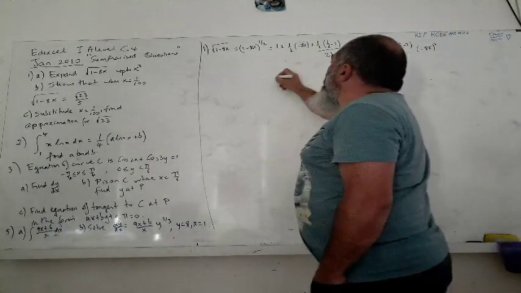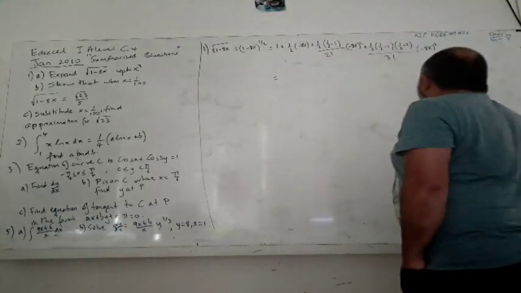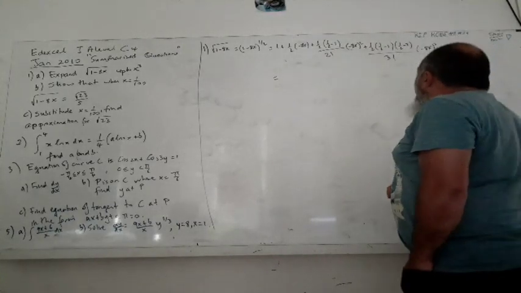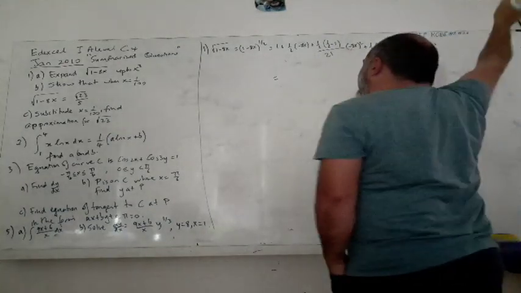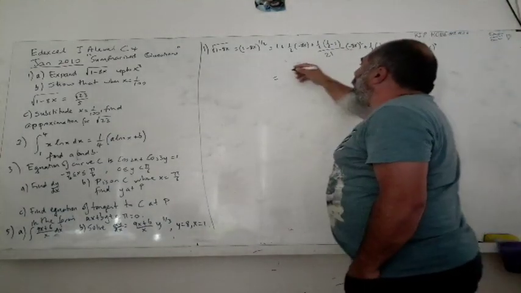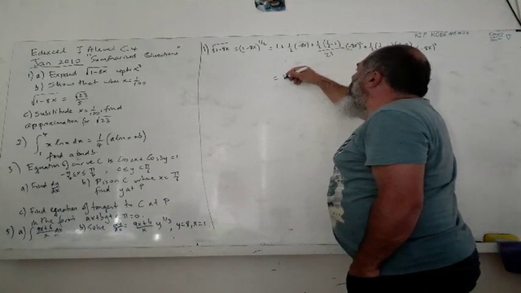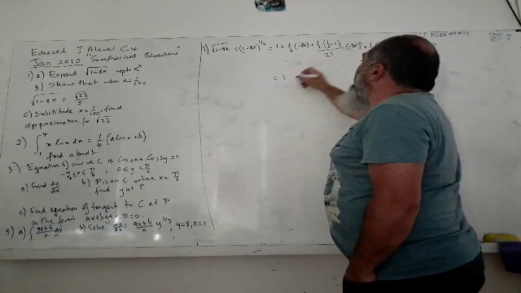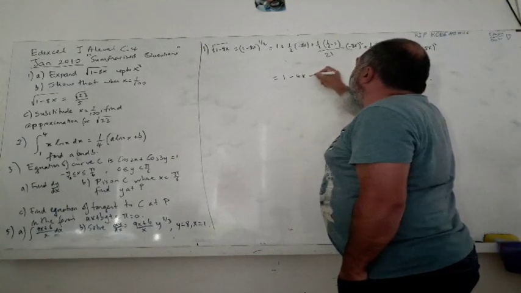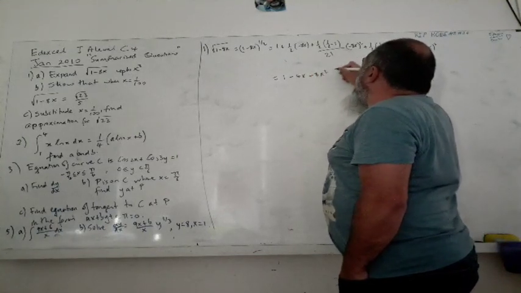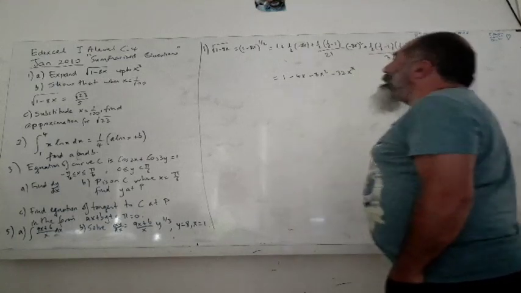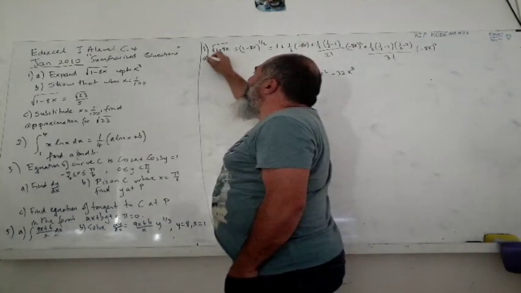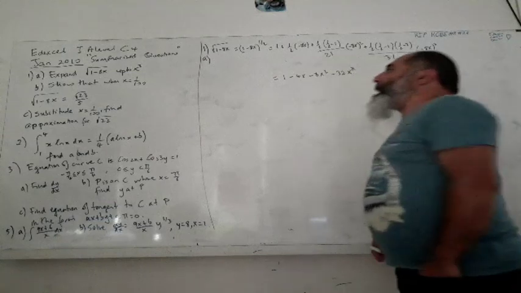When you do the algebra here, when you work out the additions, subtractions, multiplications, and divisions, we are going to obtain the following expansion: 1 minus 4x minus 8x squared minus 32x cubed. This is the answer for question 1, part A.